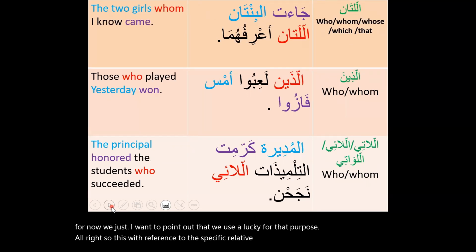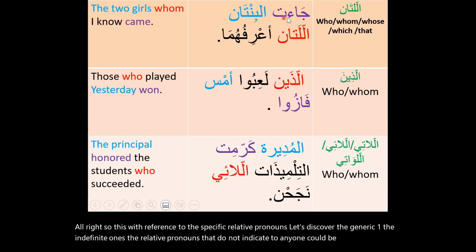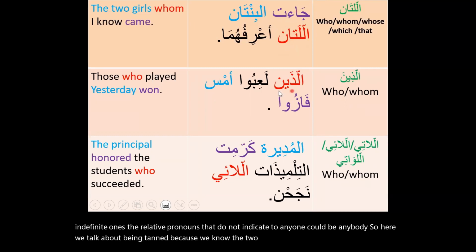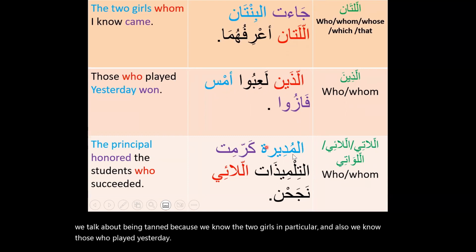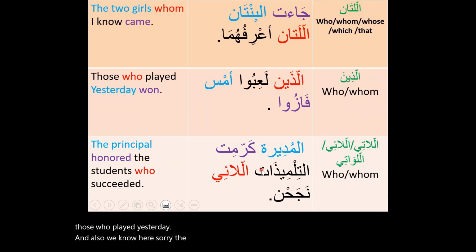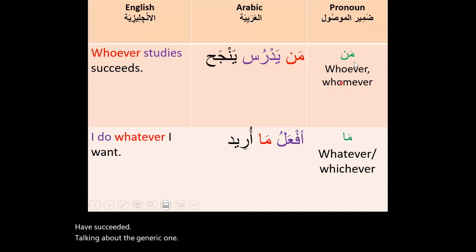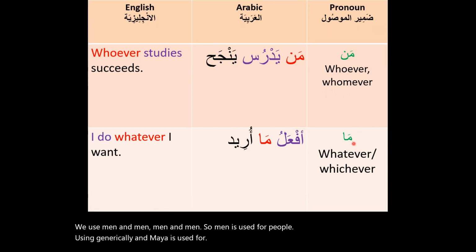All right, so this was reference to the specific relative pronouns. Let's discover the generic ones. So here we talk about bintan because we know the two girls in particular, and also we know those who played yesterday. And also we know here the principal honored only those who have succeeded. Talking about the generic ones, we use man and ma. Man is used for people, used generically, and ma is used for non-human or things or objects.